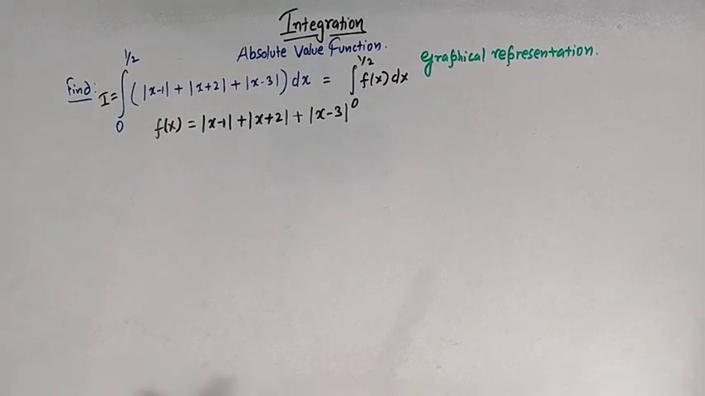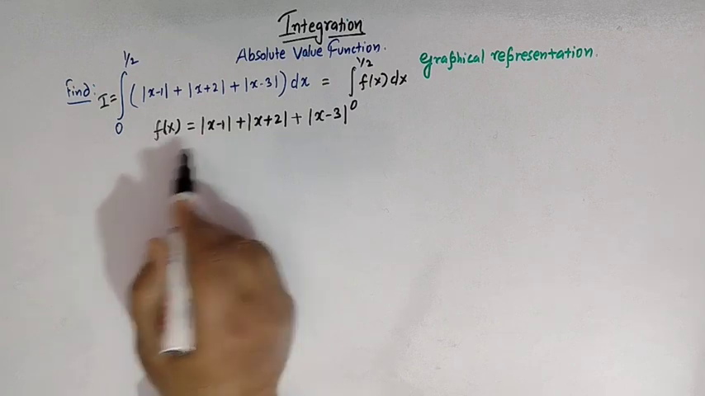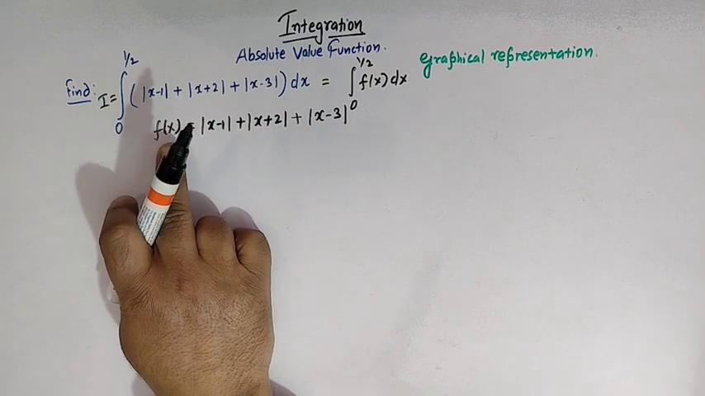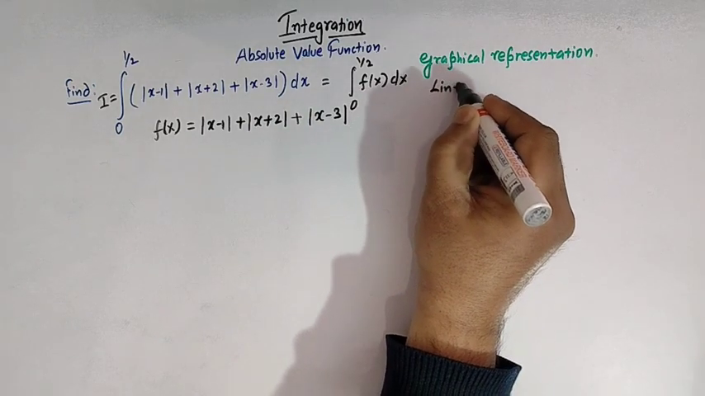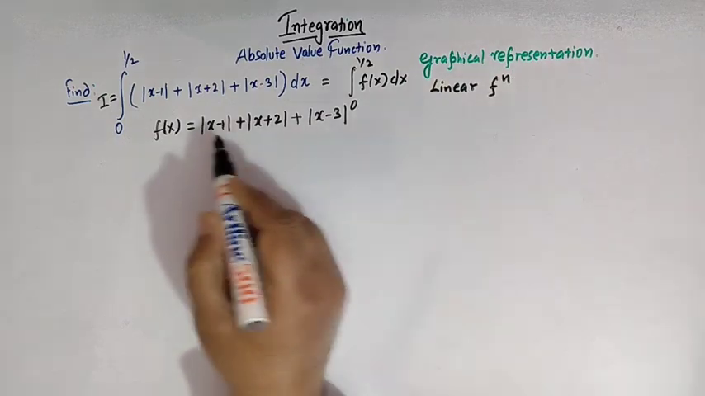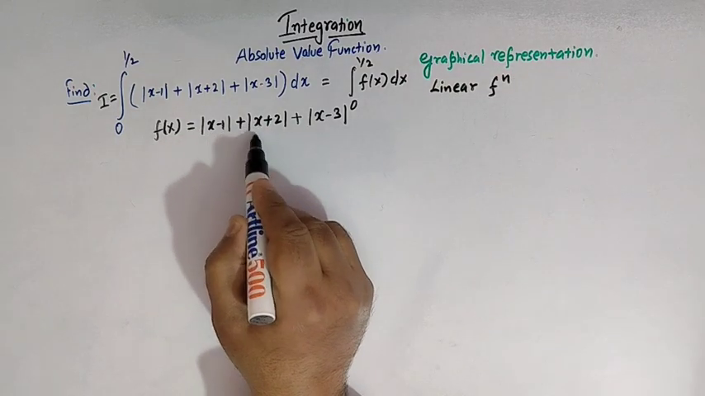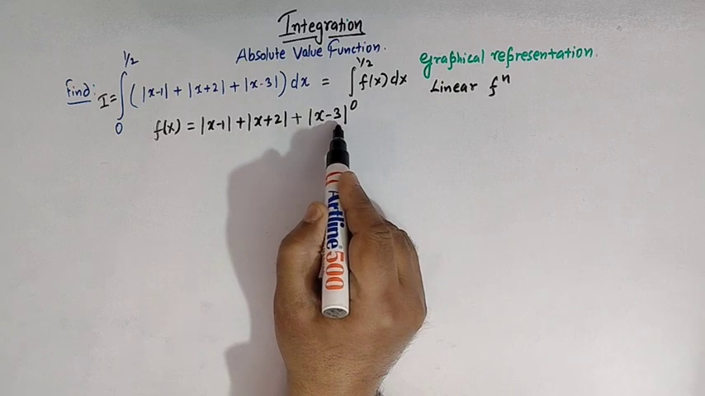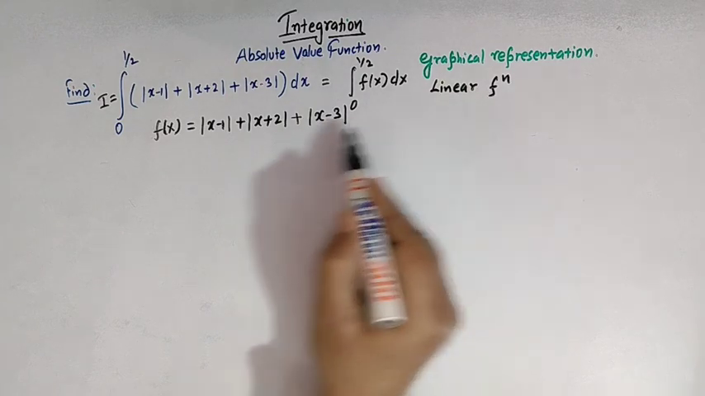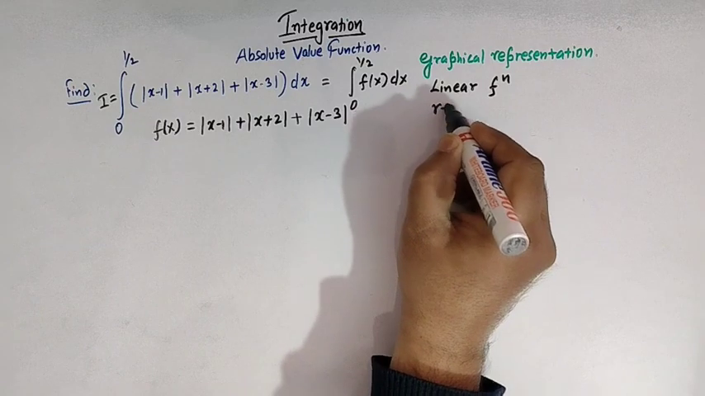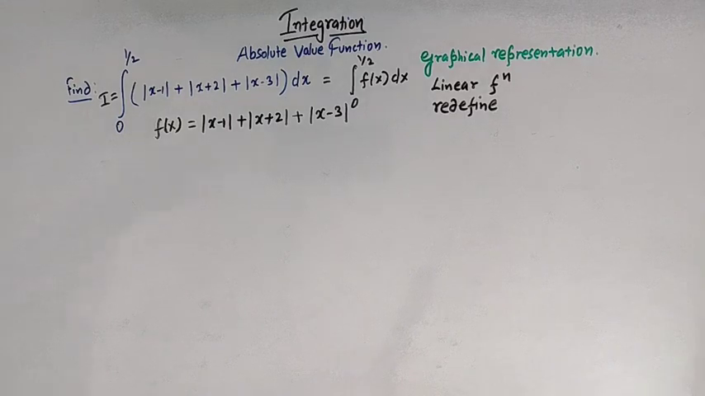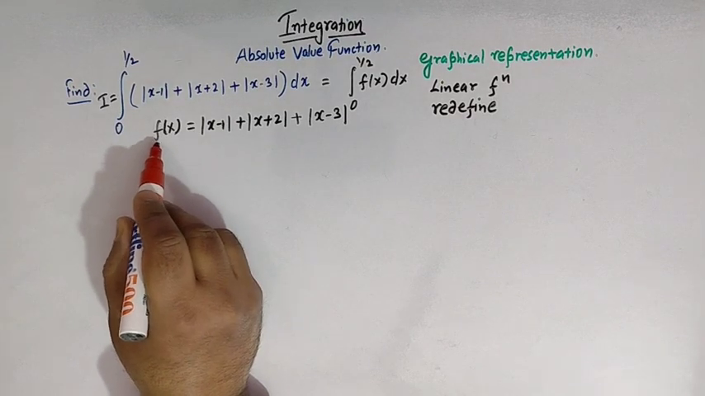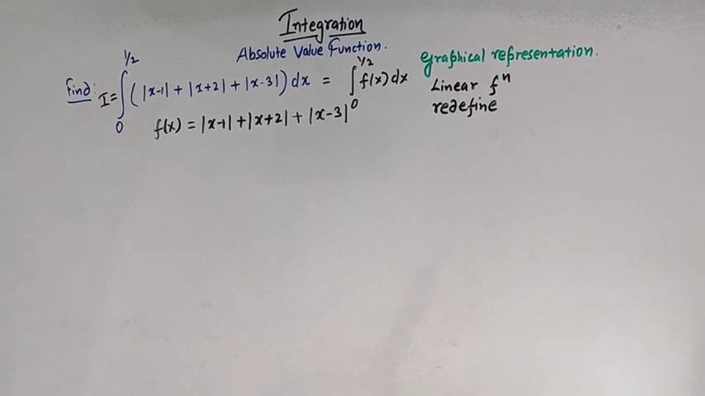So now first of all, what we will do, we'll try to write this function f of x as a linear function, right? So what we will do, we'll try to write this function, that is mod of x minus 1 plus mod of x plus 2 plus mod of x minus 3 as a linear function, and we'll redefine this function f of x, right? So for redefining this function f of x, we'll make use of the definition of mod function, right?